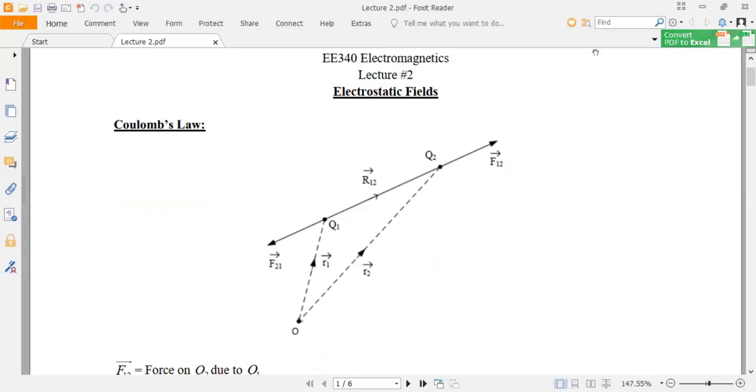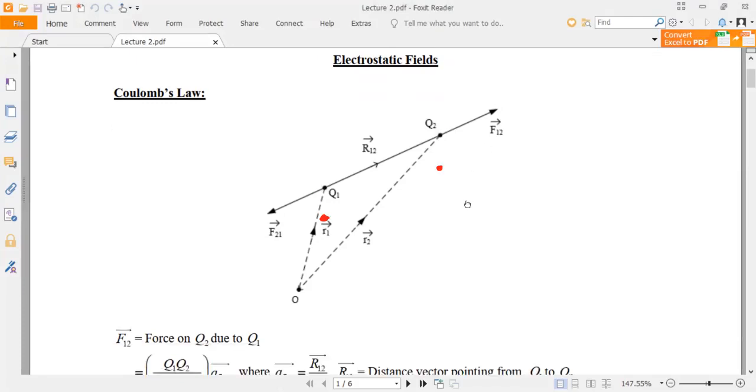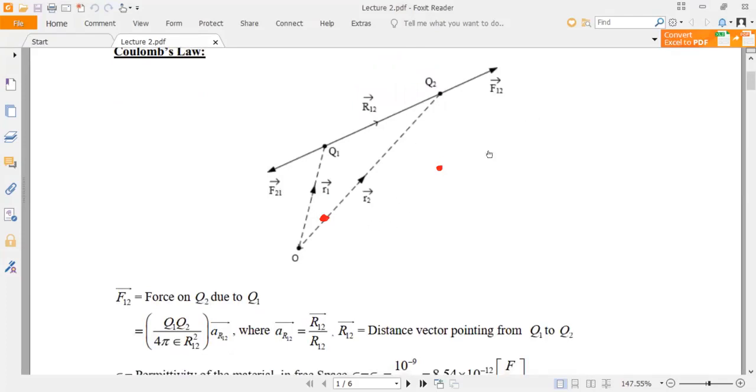So what is Coulomb's law stating? Coulomb's law states that if you have a charge, which is Q1, and another charge, which is Q2, and they are at two positions.